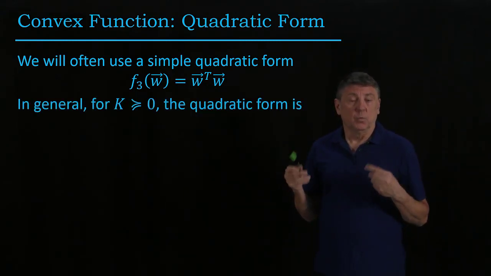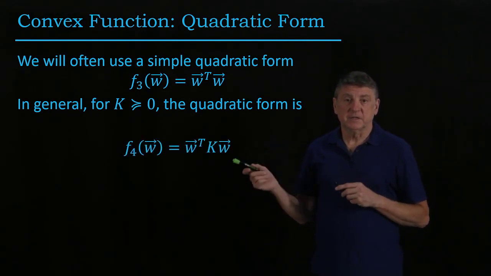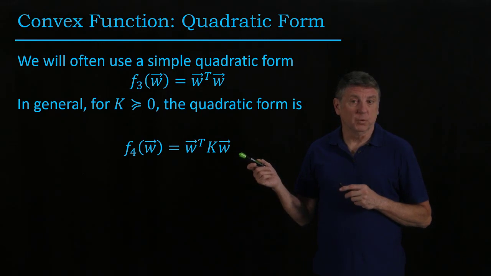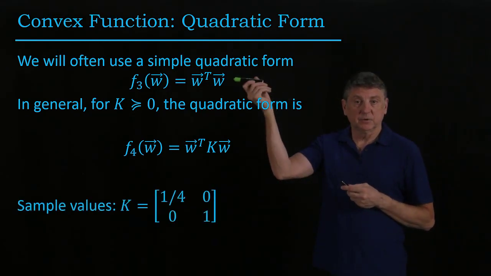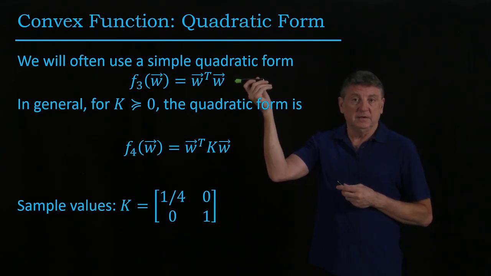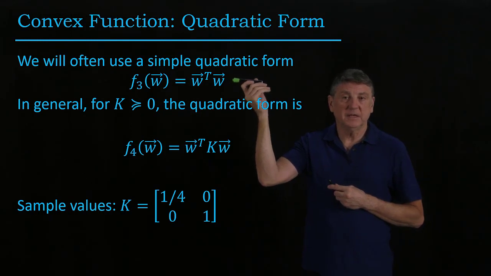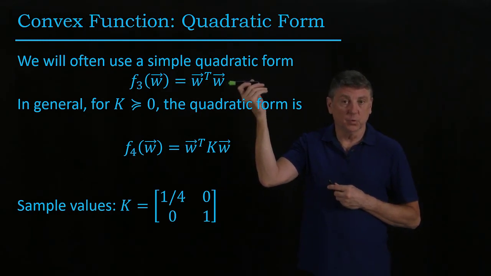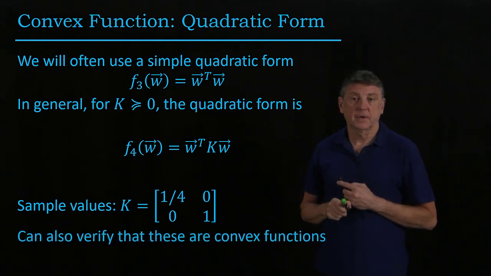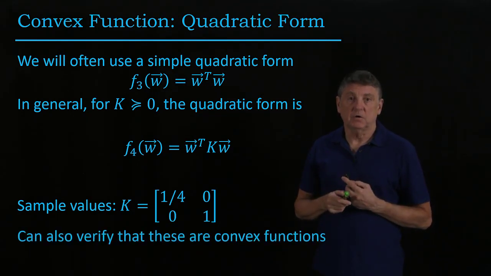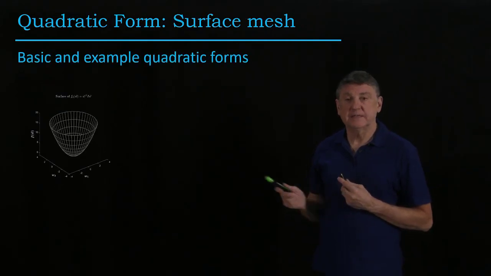So in general, when this is a symmetric positive semi-definite matrix, it has this form. So let's take a look at these two functions. Let's take a look at this one, which is the level of a function is the square of the vector norm of the argument, and in this it's a weighted sum. You can verify that these are convex functions. So now the surface meshes look like this.